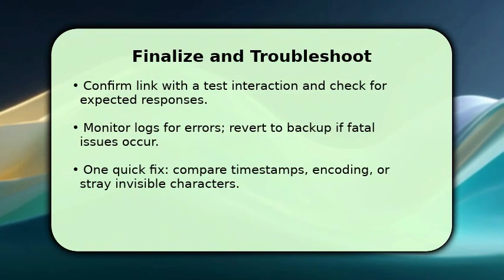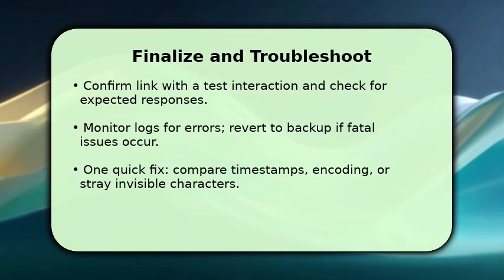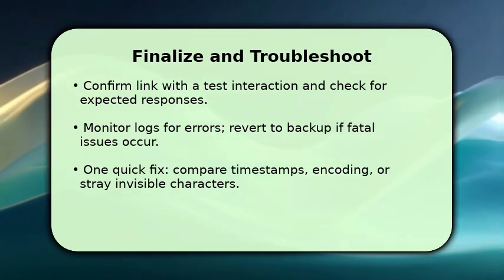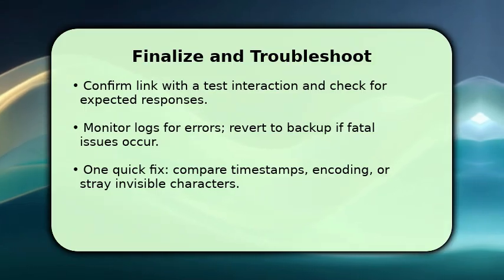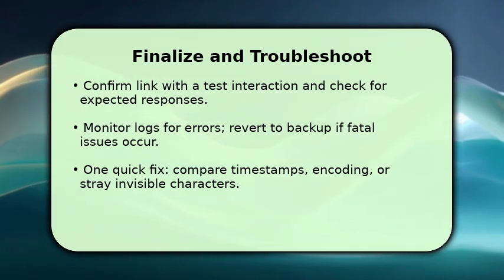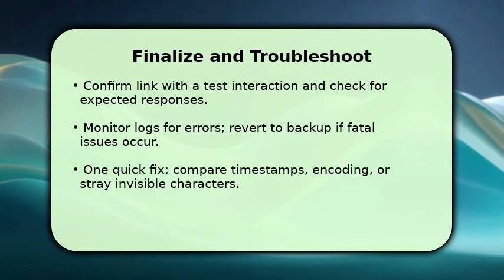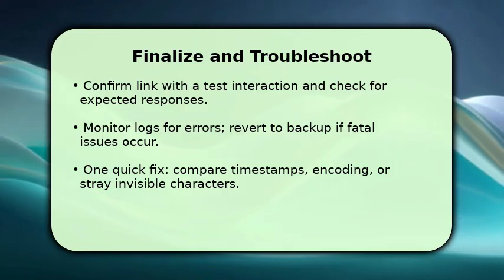Finish by confirming the link. Run a test interaction that exercises the new endpoint and validate expected responses. Once satisfied, promote the linking file to production and monitor logs and metrics for anomalies. If something goes wrong, revert quickly to your backup to restore service, then run a differential check.